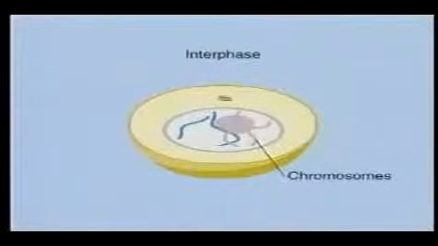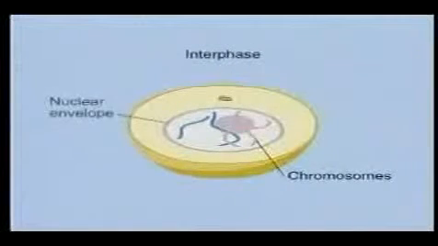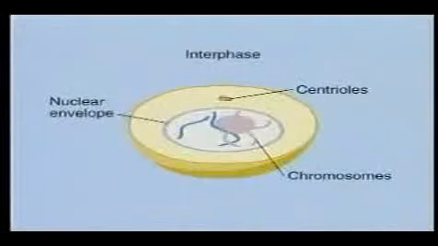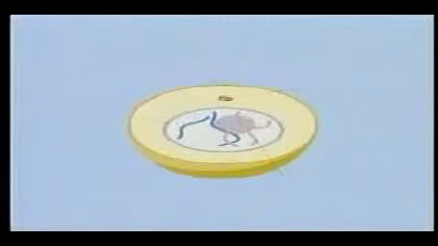Imagine a diploid cell during interphase. The chromosomes are long, thin strands of DNA within the nuclear envelope. There is a single pair of centrioles near the nucleus. Near the end of interphase, the cell prepares for the first phase of meiosis, meiosis I. The centriole pair duplicates. Each chromosome is replicated.